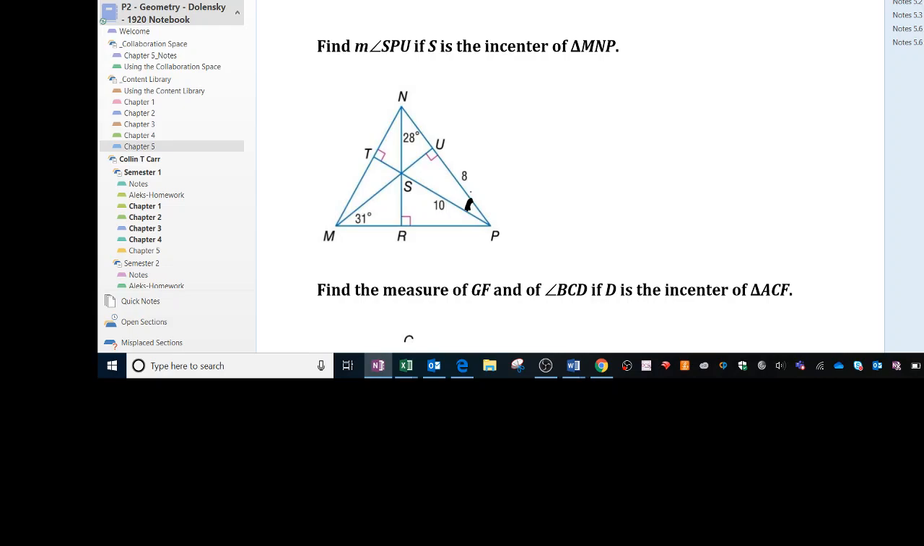SPR and SPU are the same, correct? Okay. And we also know what? RS, well, no. Okay, so therefore this angle right here is 28. Okay, if it's the in-center, it's the bisector. Okay, what else?